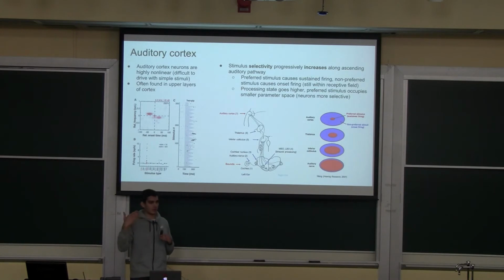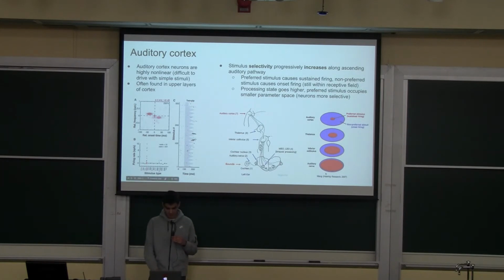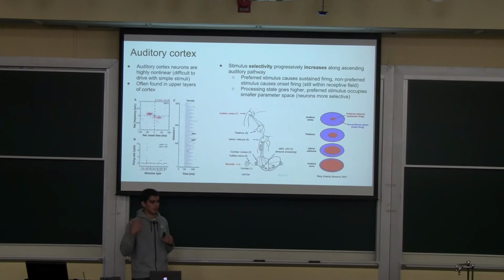And this is a recurring motif, essentially a theme, throughout the auditory pathway. If you start out at the auditory nerve and move upwards towards the auditory cortex, the stimulus selectivity progressively increases. So the type of stimulus you need to drive the cells in that part is increasingly more complex.